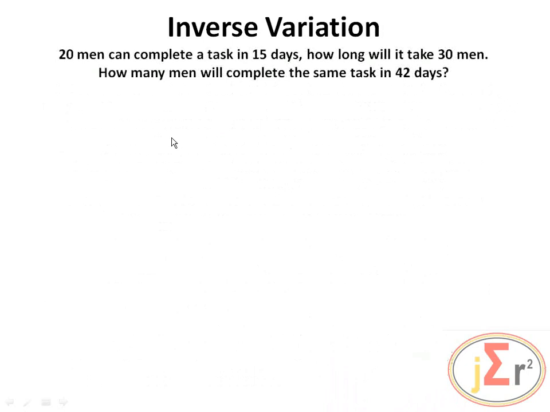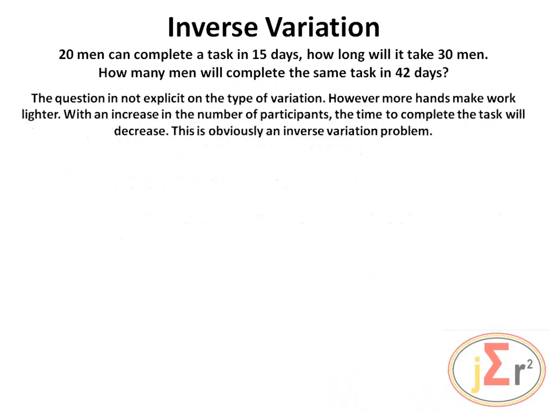Now, 20 men can complete a task in 15 days. How long will it take 30 men? And how many men will complete the task in 42 days? The question is not explicit on the type of variation. However, more hands make work lighter. With an increase in the number of participants, the time to complete the task will decrease. This is obviously an inverse variation problem. Why? Because if you increase the number of men, the time to complete the task is going to go down.